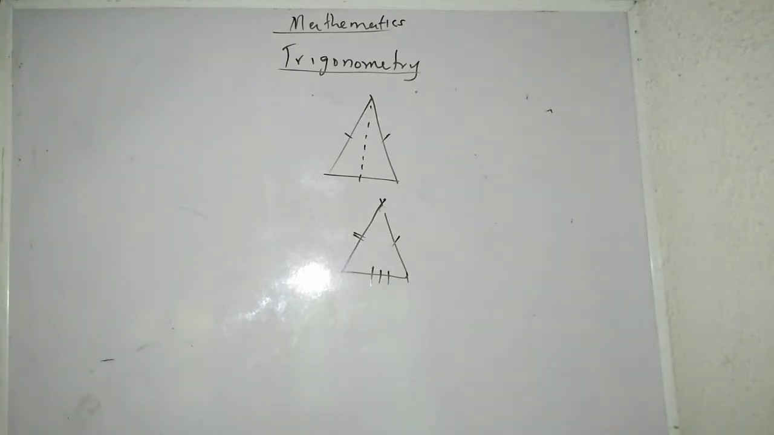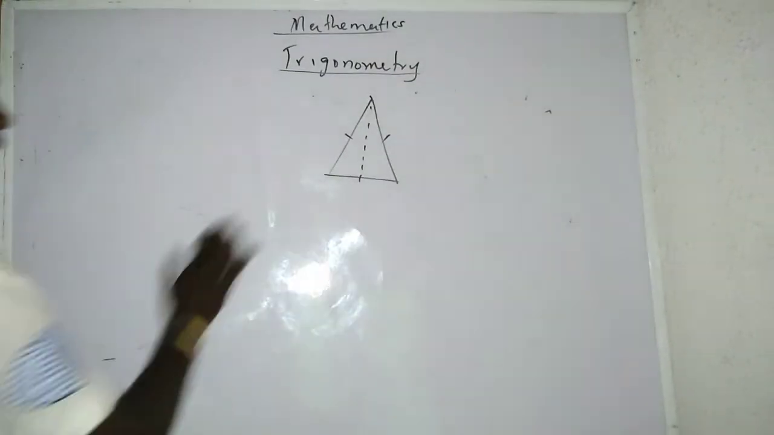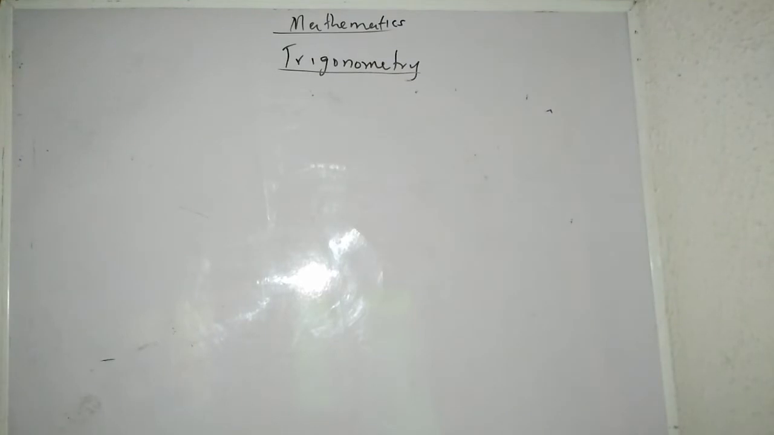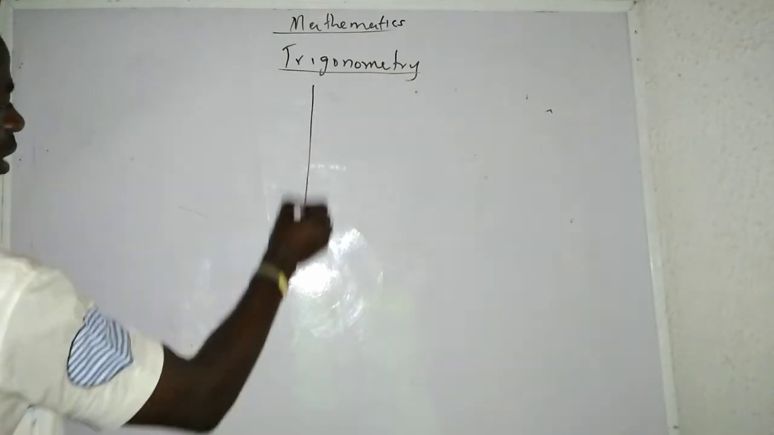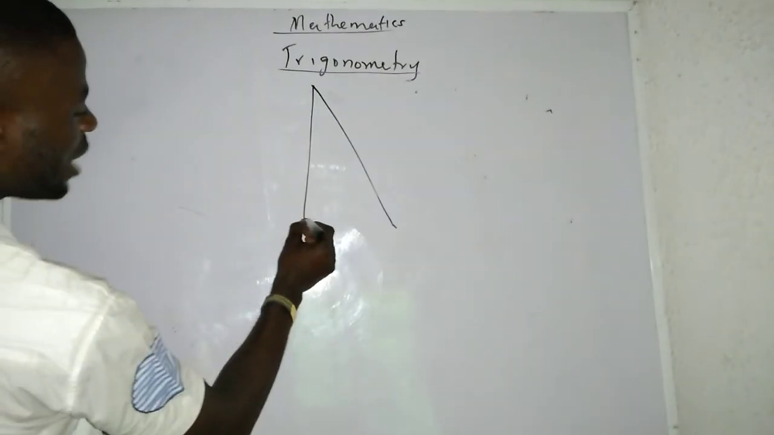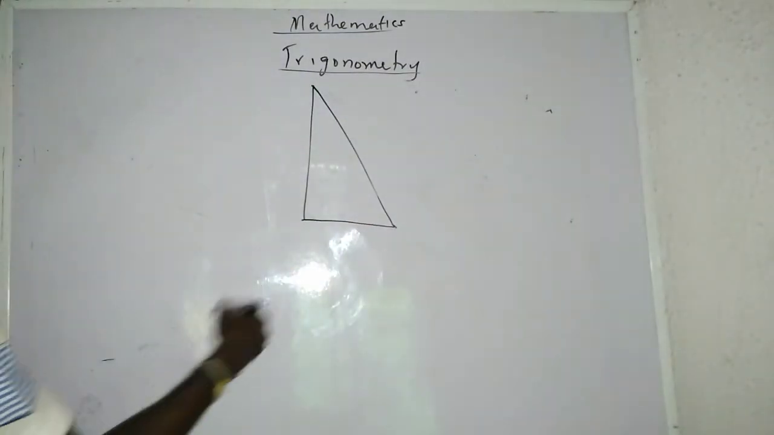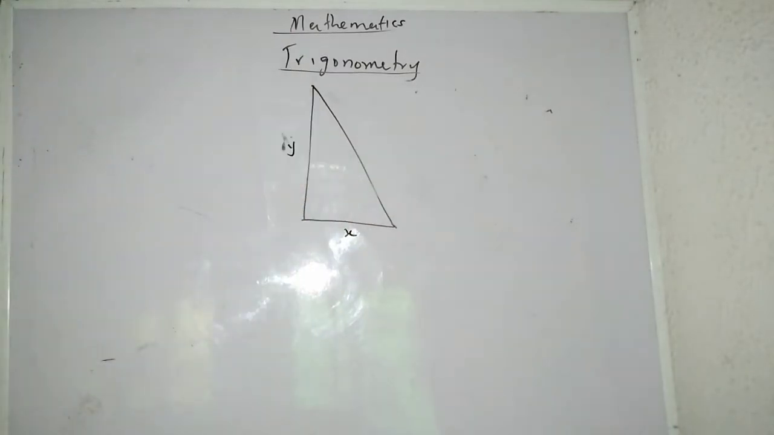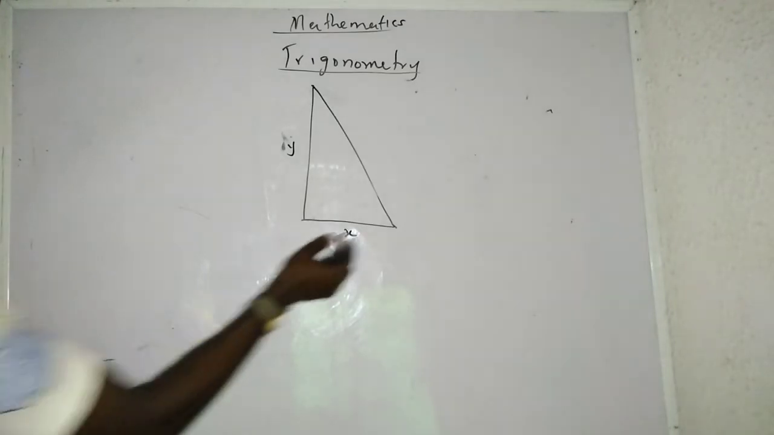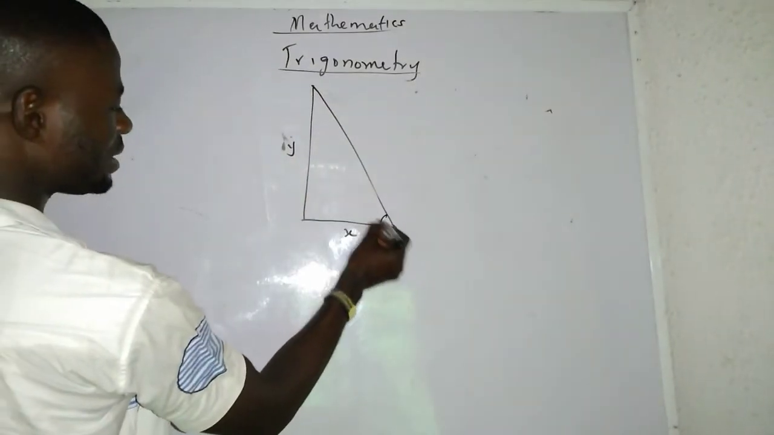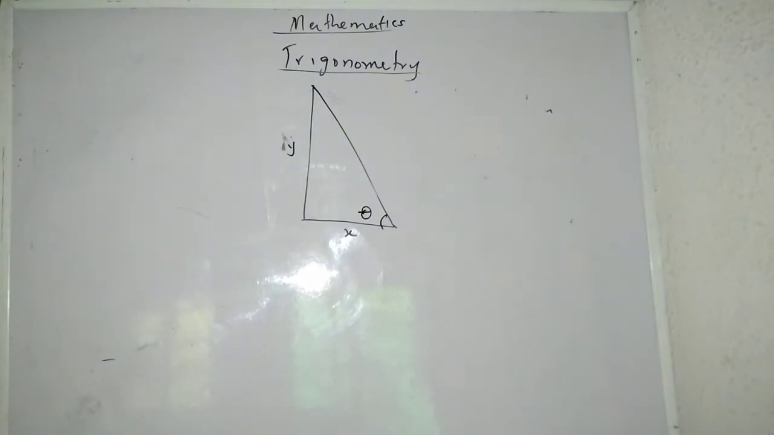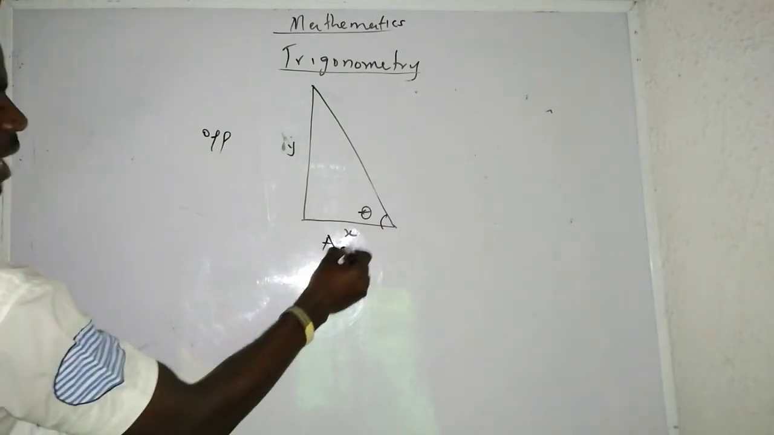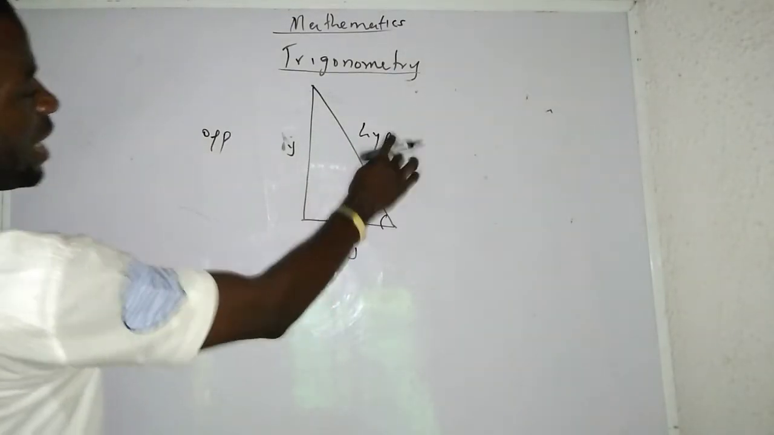Now, let me start from the equilateral triangle. With an equilateral triangle, I can have trigonometry ratio. One part of my equilateral triangle forms my right angle triangle. This is my function of x and of y. Now, if I form my theta here, which is the angle I am operating on, it means my opposite will be here, my adjacent will be here, and my hypotenuse will be here.